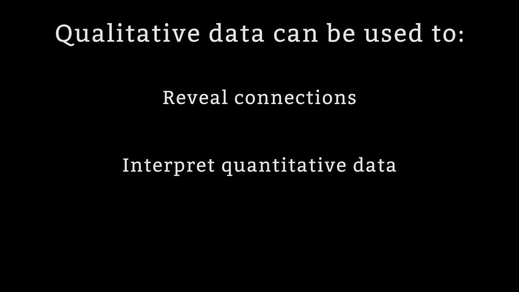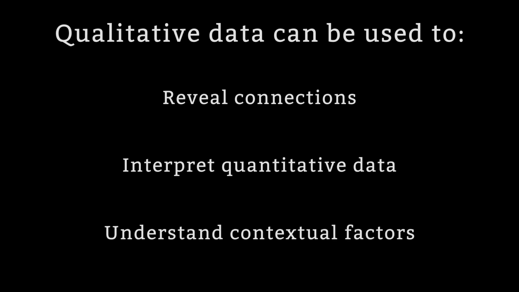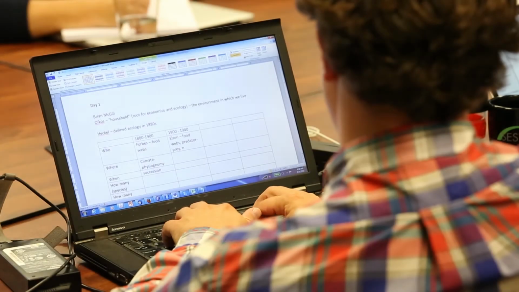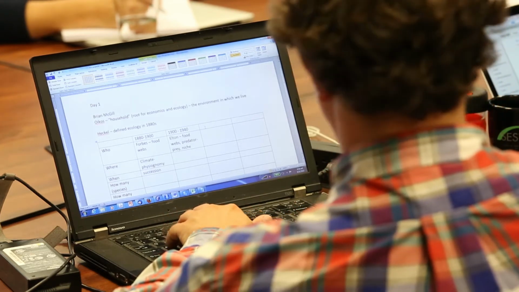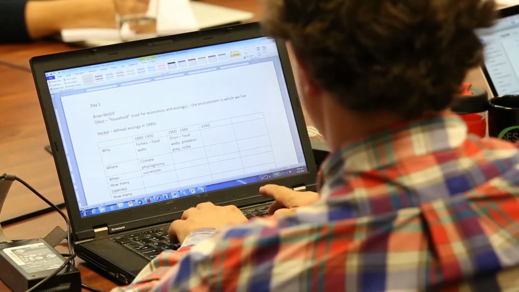Qualitative data can also be kept in its original form and used to reveal connections, interpret quantitative data, and understand contextual factors. It is particularly useful in asking how or why questions, especially those focused on governance and long-term or unexpected processes, as CESINC's Dr.